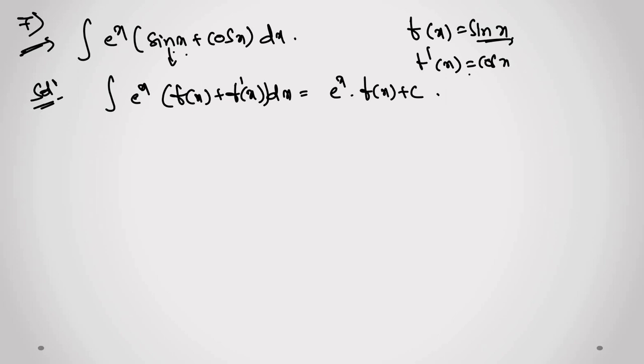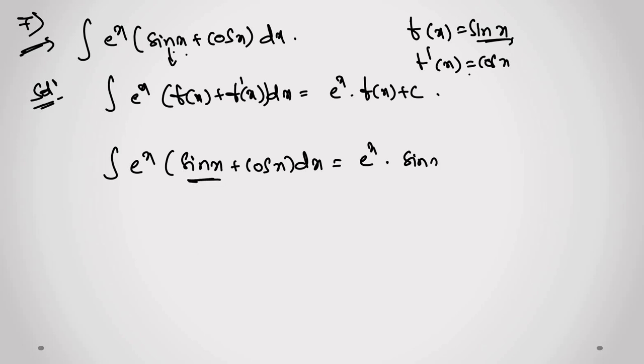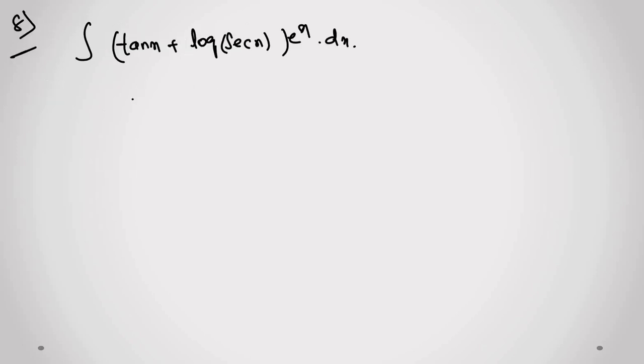So please concentrate on those things. So the answer: integral e power of x into sin x plus cos x dx is equal to, what will be the answer? e power of x into sin x plus c. So this is the answer from this formula. Now moving to the 8th question. The 8th question also uses the same formula for the solution.